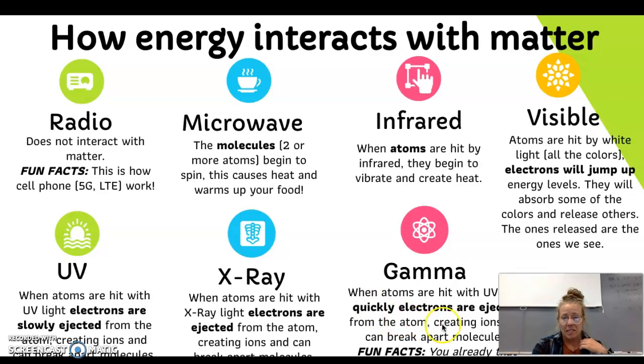That's why this type of light or radiation can be super dangerous to us, right? It can cause cancer. If you expose yourself to a bunch of gamma light, you're going to lose a bunch of electrons, and your body's just not going to have time to replenish them. And that's where we start to see problems. So same thing, that's happening just at a much quicker speed.